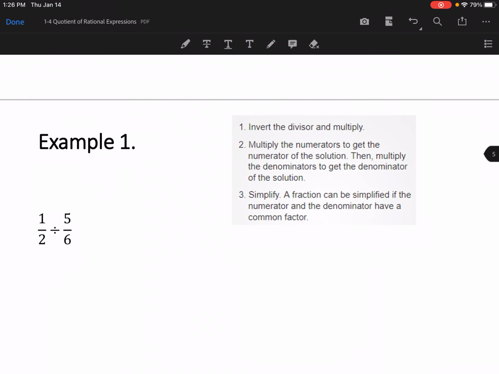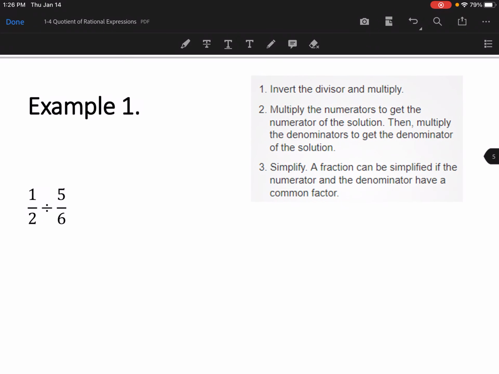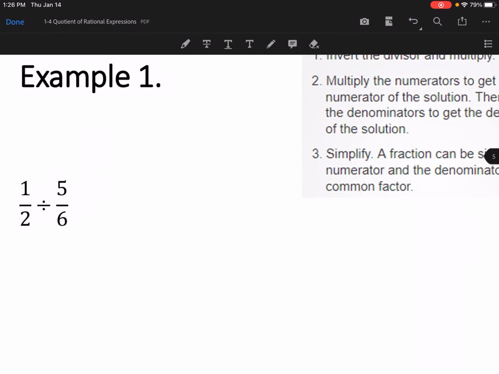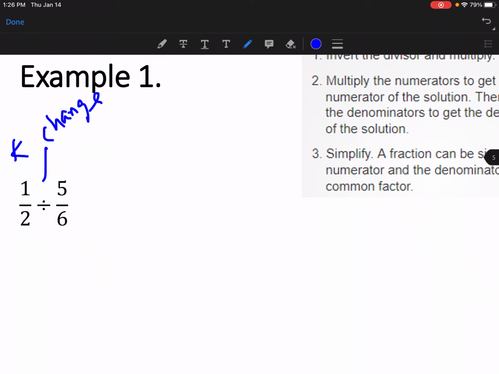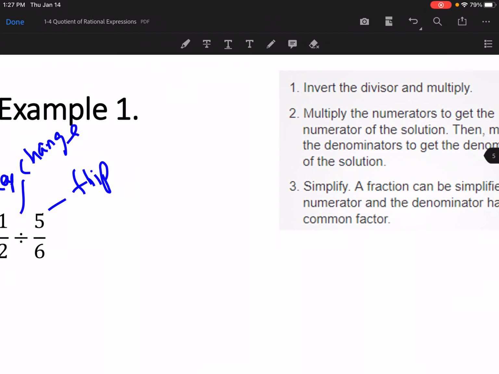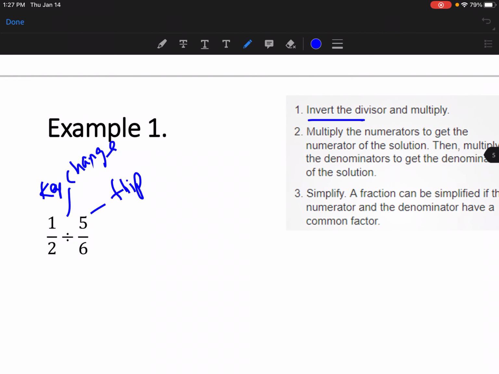All right, let's look at the first example. We want to divide 1/2 divided by 5/6. The first thing you want to do is invert the divisor. What we usually like to say is: keep the first fraction, change the sign, and flip the last fraction. So keep the first fraction, change the sign from division to multiplication, and flip it. That's what we mean when we say invert the divisor and multiply.